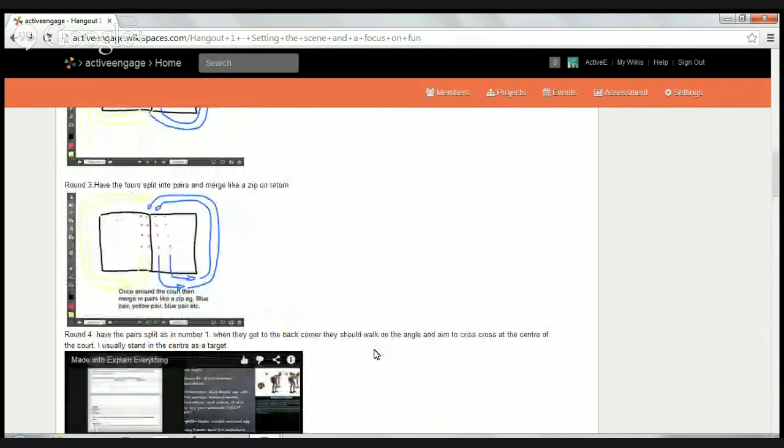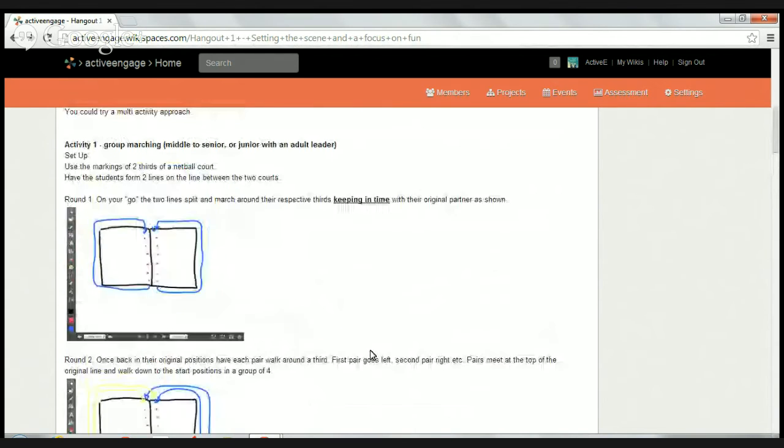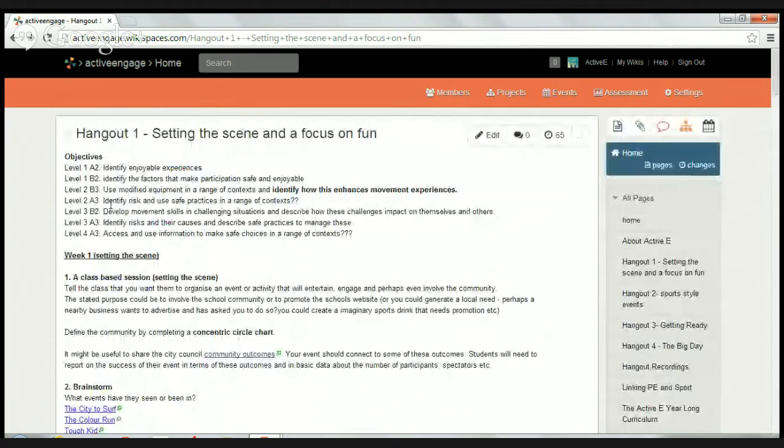Now, if you go right back to the top of the objectives, you can look at some of this stuff and look at things like identifying risk, because there's some places in a crisscross that are risky. You could look at describing how the challenge impacts on themselves, because it's quite a challenging activity. A lot of classes take about 6 weeks to actually get it right.